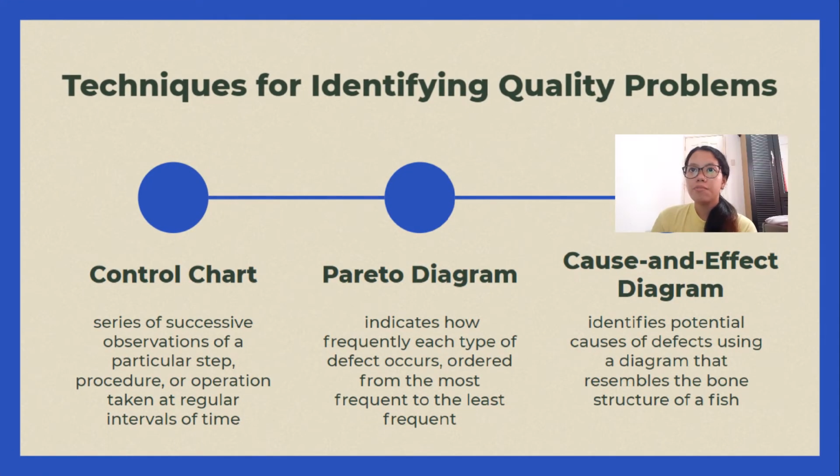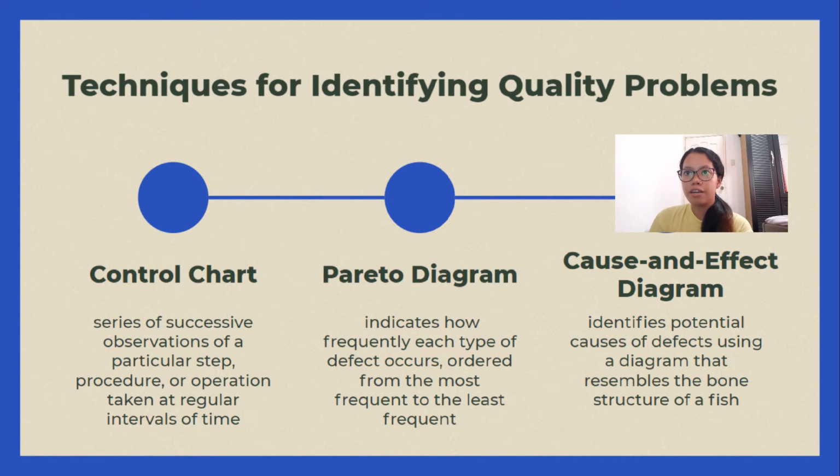There are 3 techniques for identifying and analyzing quality problems: control charts, Pareto diagrams, and cause and effect diagrams. First is control chart. It is a graph of a series of successive observations of a particular step, procedure, or operation taken at regular intervals of time. Each observation is plotted relative to specified ranges that represent the limits within which observations are expected to fall. Only those observations outside the control limits are ordinarily regarded as non-random and worth investigating.